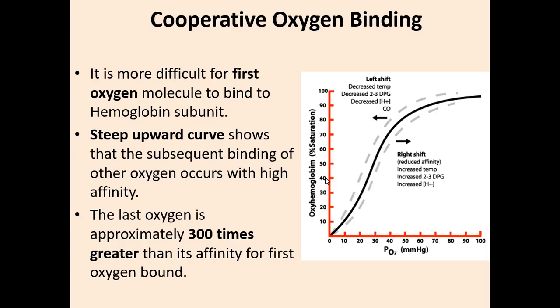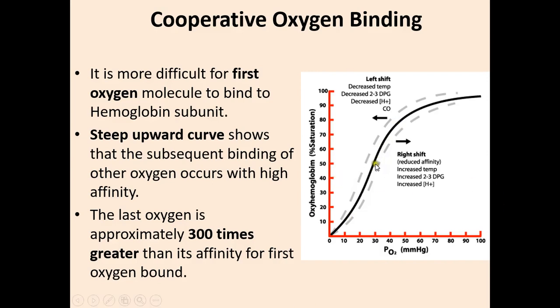The oxygen dissociation curve for hemoglobin is sigmoidal in shape. It indicates cooperative binding, which means that although it is difficult for the first oxygen to bind to hemoglobin, it increases the oxygen affinity of the remaining heme groups in the same hemoglobin molecule. Thus the binding of the second, third and fourth oxygen molecules occurs rapidly, as shown by the steep upward curve.